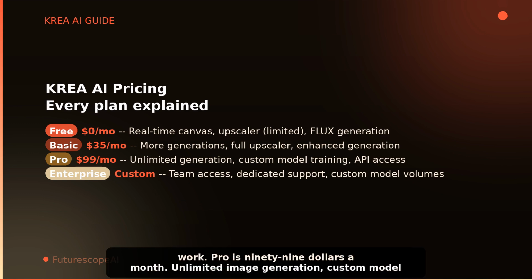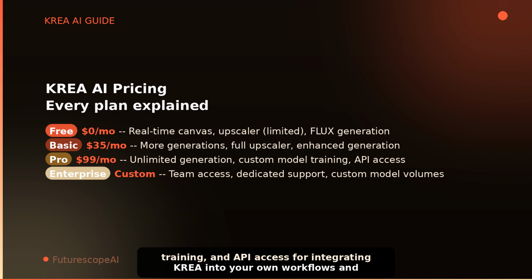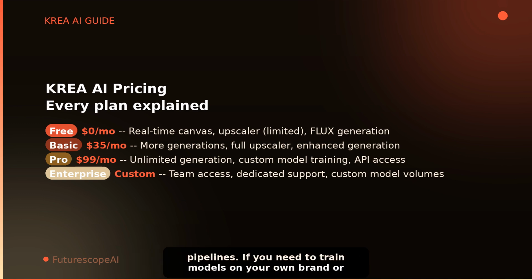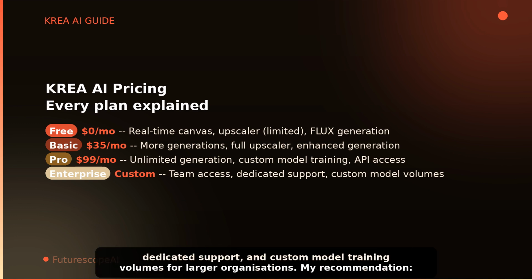Pro is $99 a month. Unlimited image generation, custom model training, and API access for integrating KREA into your own workflows and pipelines. If you need to train models on your own brand or subject, Pro is the required plan. Enterprise is custom priced with team access, dedicated support, and custom model training volumes for larger organizations.